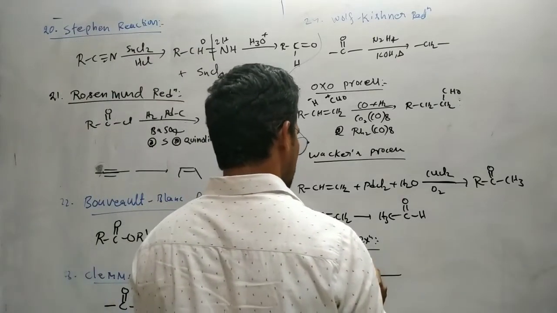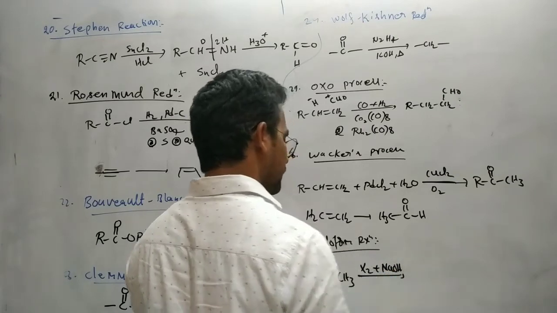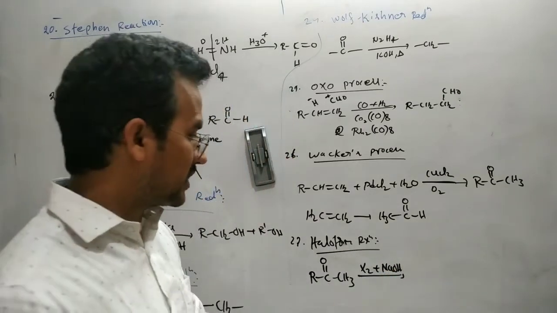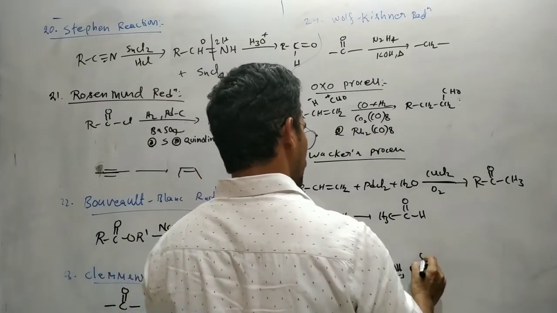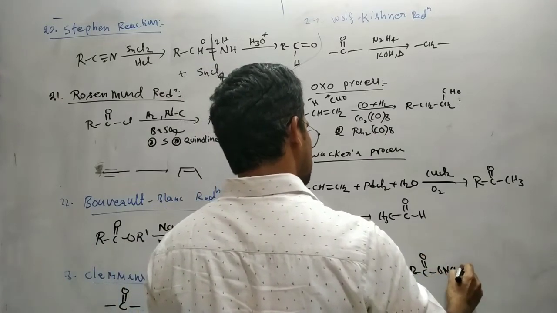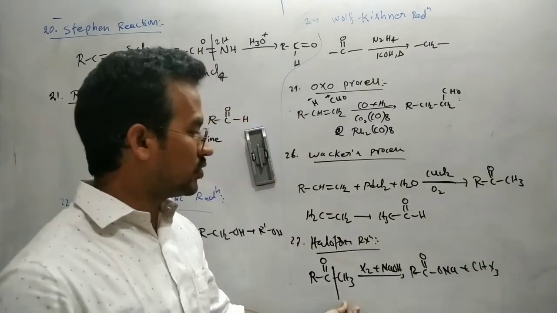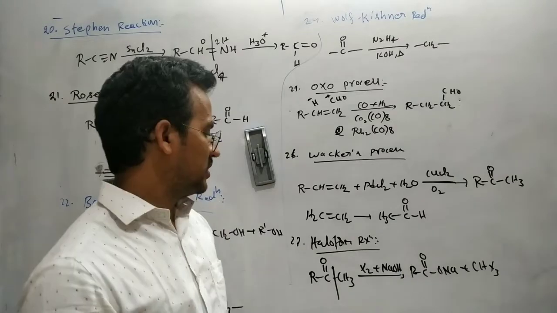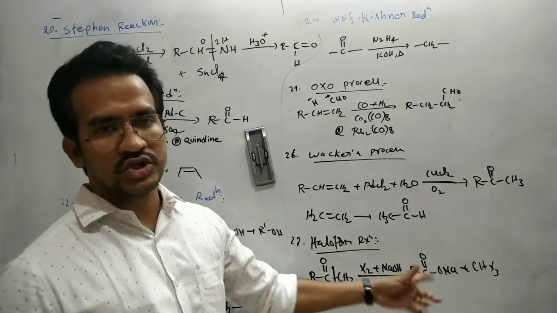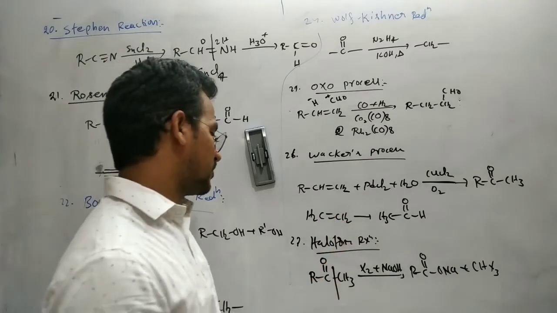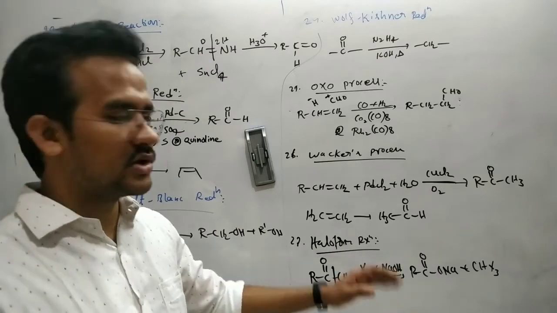Here, the reaction uses a halogen in the presence of a base. The RC double bond O group gives products that are the acid salt and haloform. The CH3 is converted to haloform only, and the remaining part is converted to the sodium salt of the carboxylic acid. So all methyl ketones can be identified by this haloform reaction.